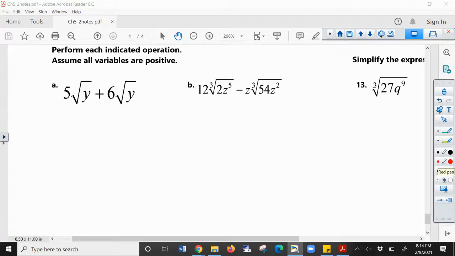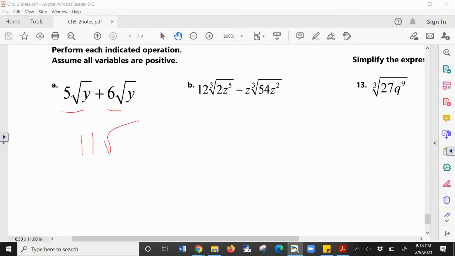All right, so let's see what we have. 5 of these things and 6 of these things is 11 of these things. All right, and this one, we can't combine these yet because they are completely different inside. But let's see if we can make them look the same. The 2 obviously is not going to change in this thing, but a 3 goes into 5 once. So I'm going to say this is the same as having 3/3 on the outside, and there would be 2 left on the inside. And this other one, 54, as we've seen a couple times, is 27 times 2. So that's the cube root of 27 is 3. So we'd have 3z on the outside and the cube root of 2z squared on the inside.